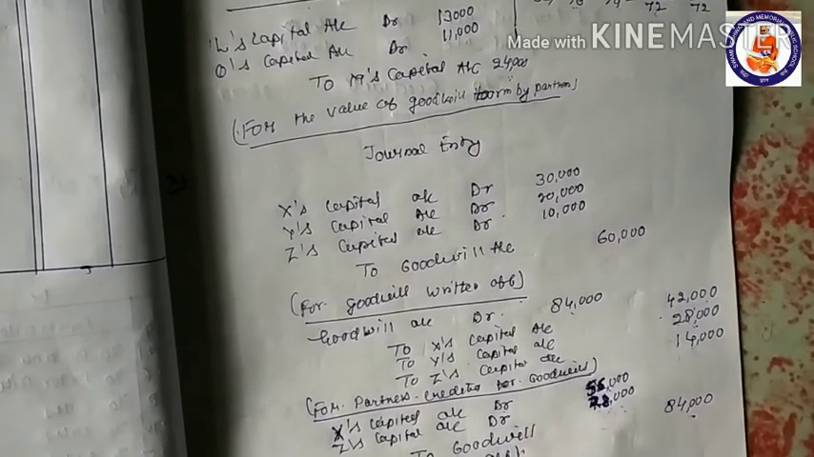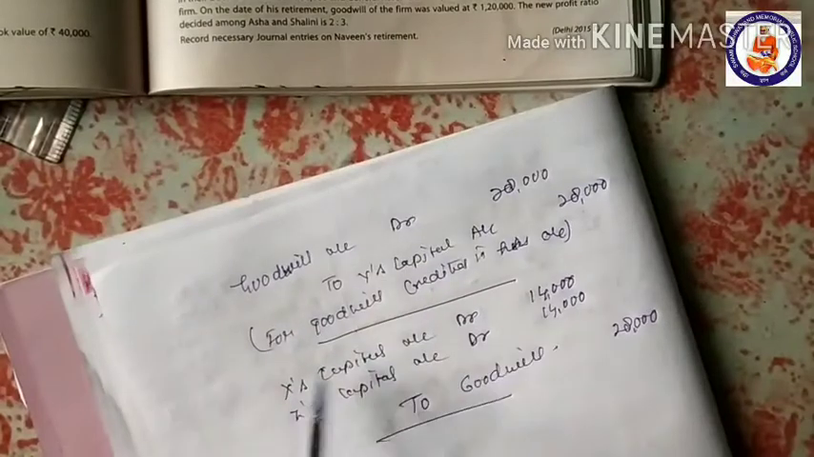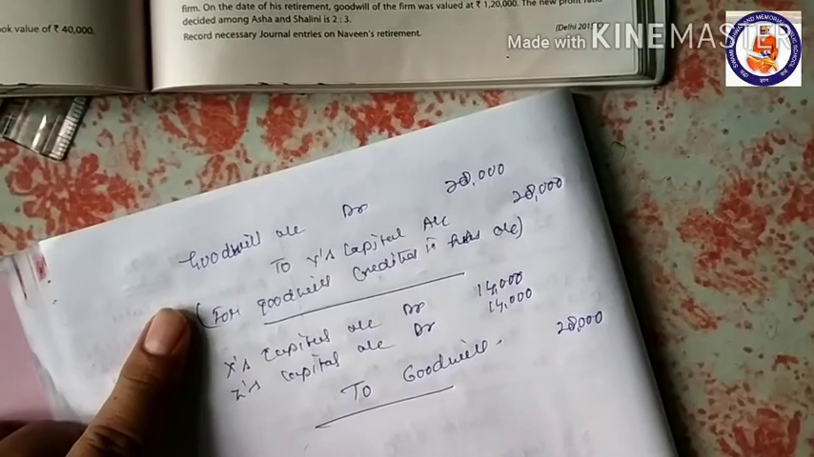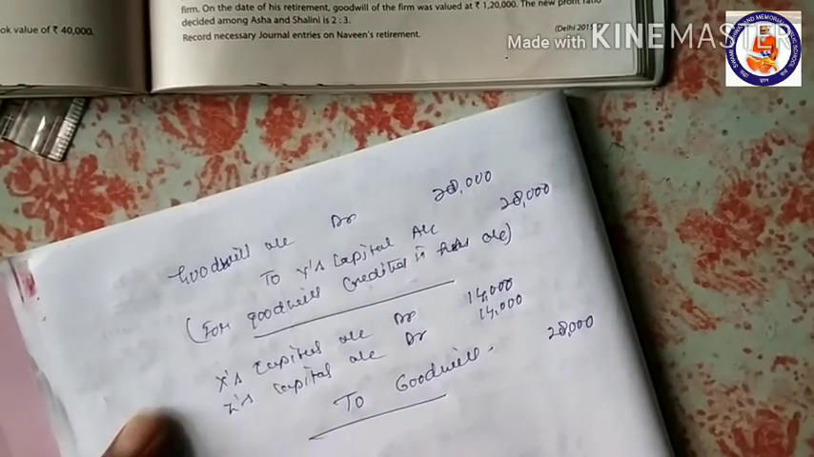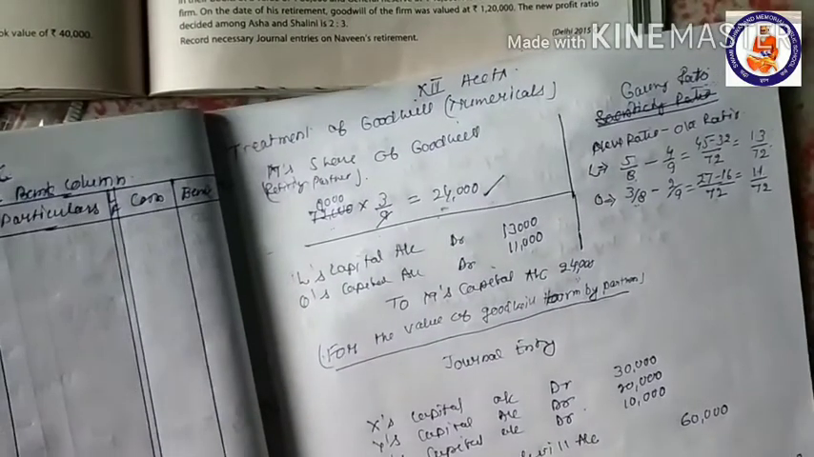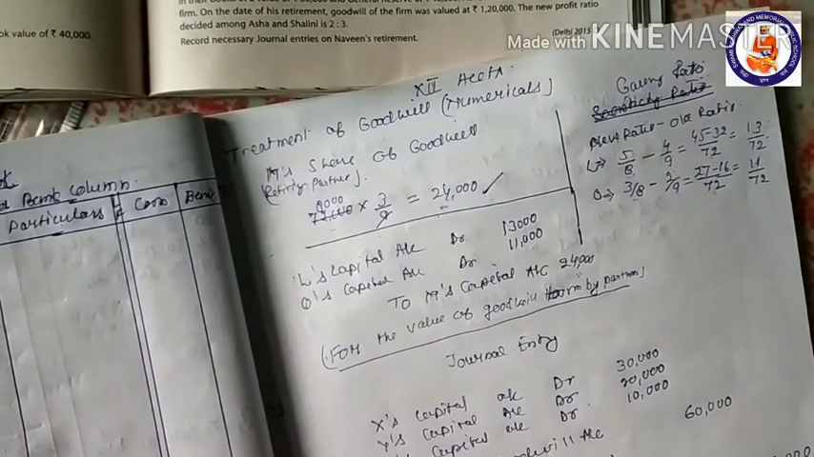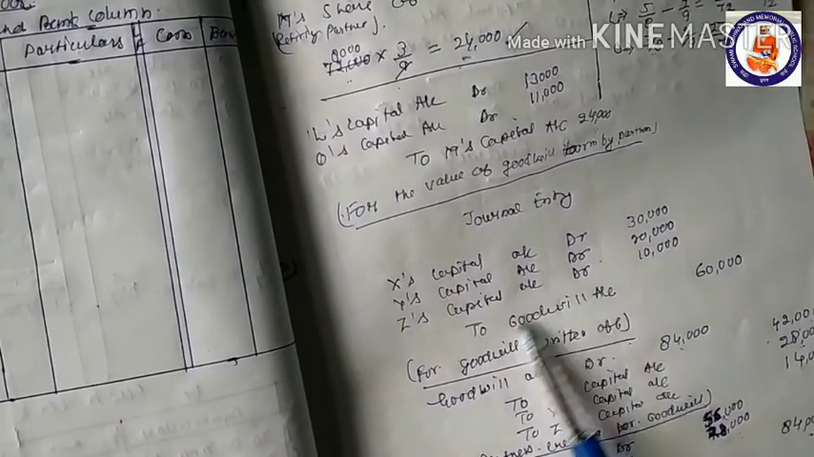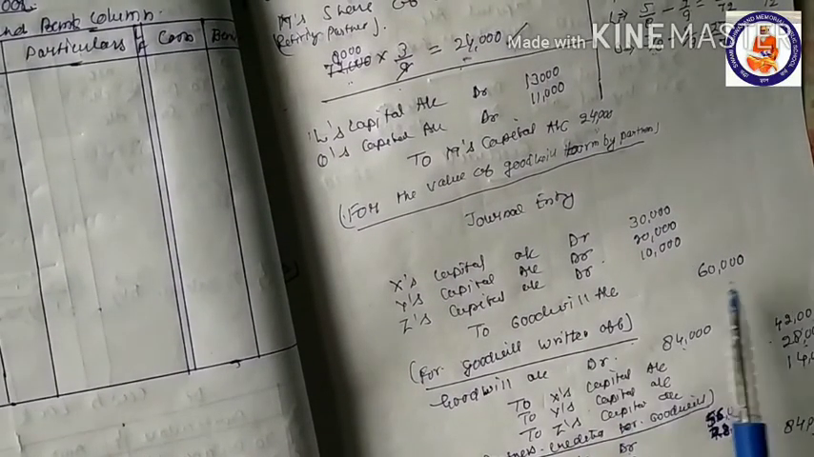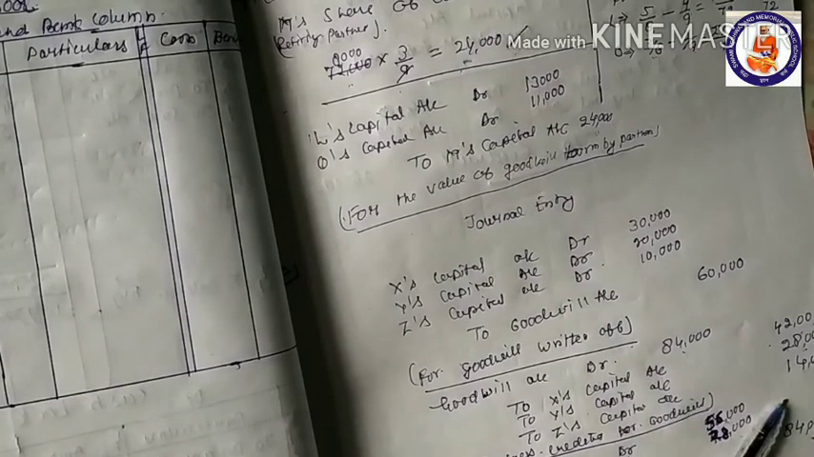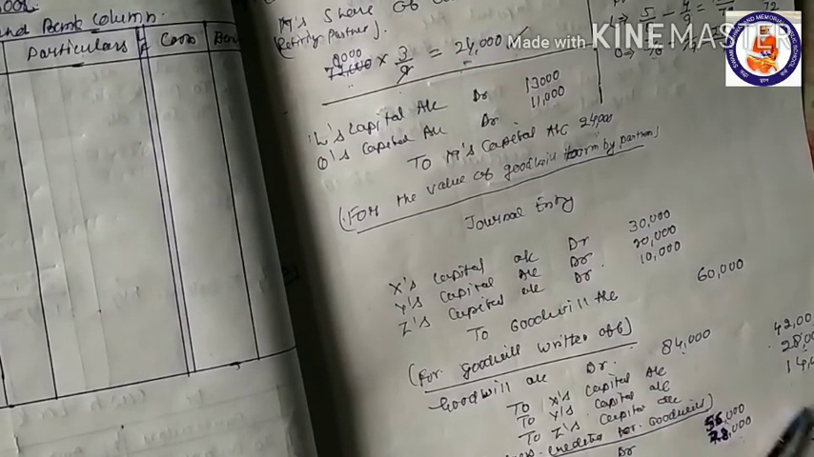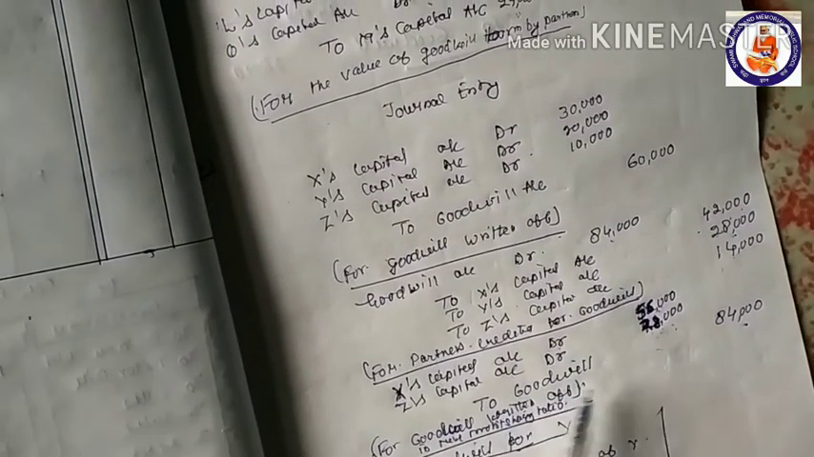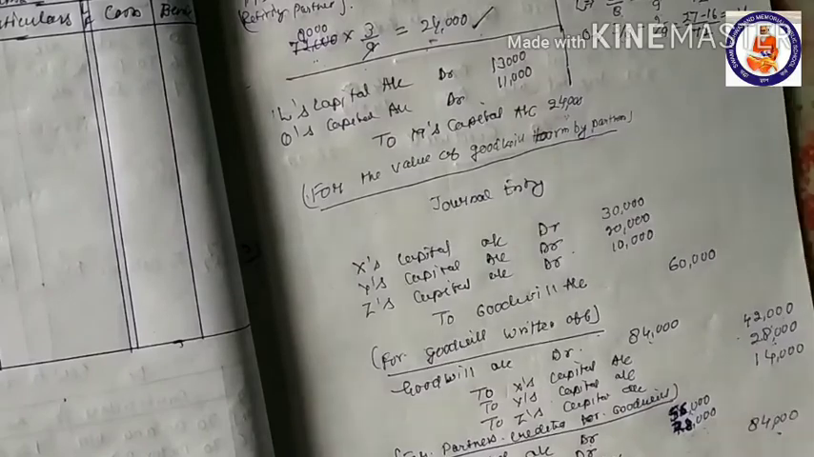So this we have done when the goodwill account is opened with the share of the retiring partner. And when the goodwill account is opened with the full value, then the partners are first credited with the value of the goodwill in their old profit sharing ratio, then the remaining partners are debited in their new profit sharing ratio. Okay, so this we have done.